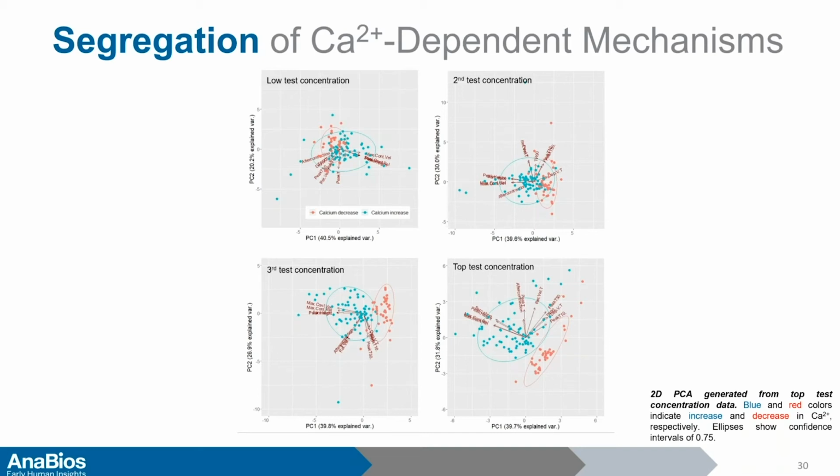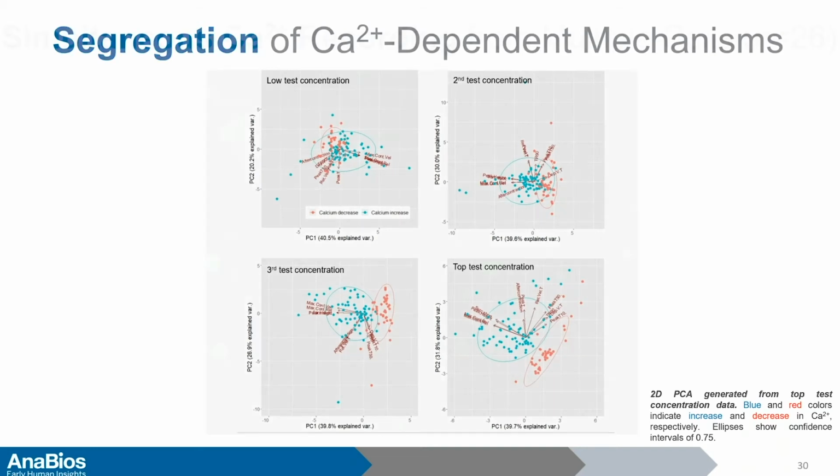This means if a compound increases contractility and the compound sits within the blue cluster, this indicates that this drug increases contractility via an increase in intracellular calcium, and this comes with a confidence probability of 75%.